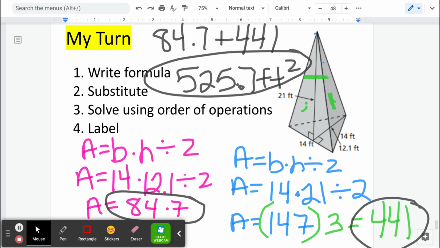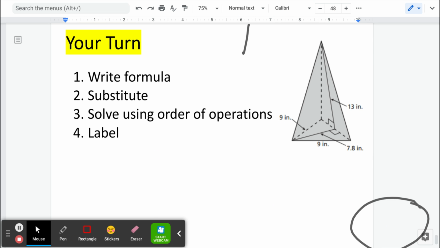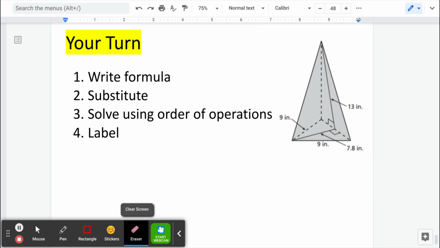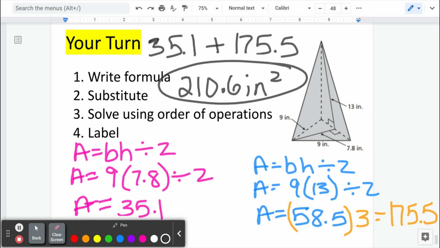You're going to go ahead and try your own triangular pyramid now. We'll pause the video while you work. Here's the correct answer to this U-try. How'd you do with this U-try?